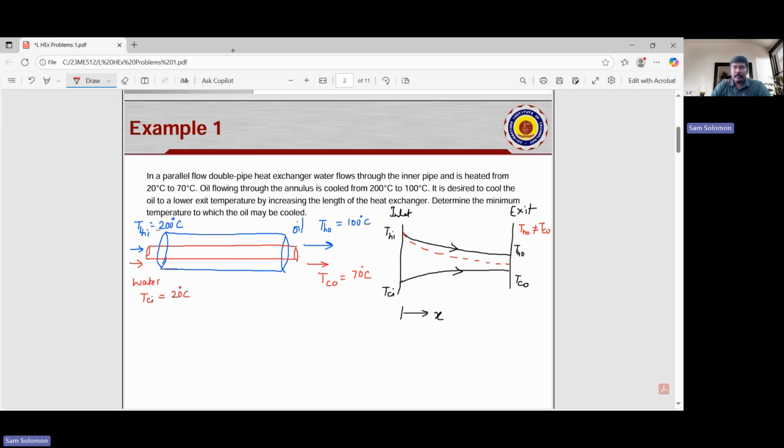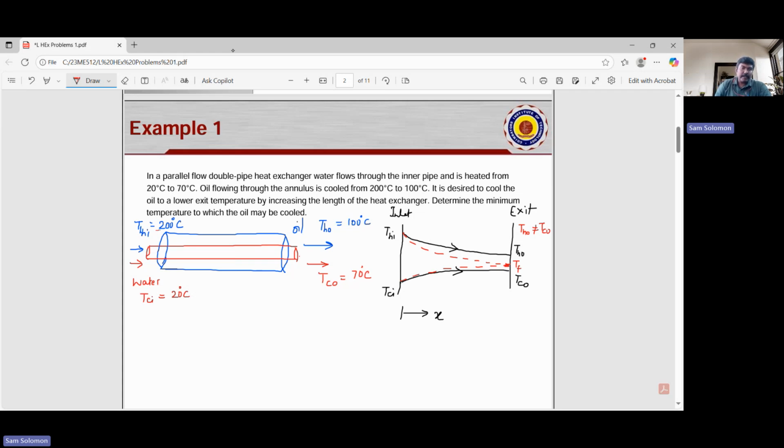Or the question can also be the other way around. What is the maximum temperature to which the water can be heated? Which means both of them attain a temperature, let's say T, or let's say TF, the final temperature, where you get equilibrium between the hot fluid and the cold fluid temperatures. So to get this value TF, because only the temperatures of the cold fluid and the hot fluid are given, we need to find out the value of temperature TF.